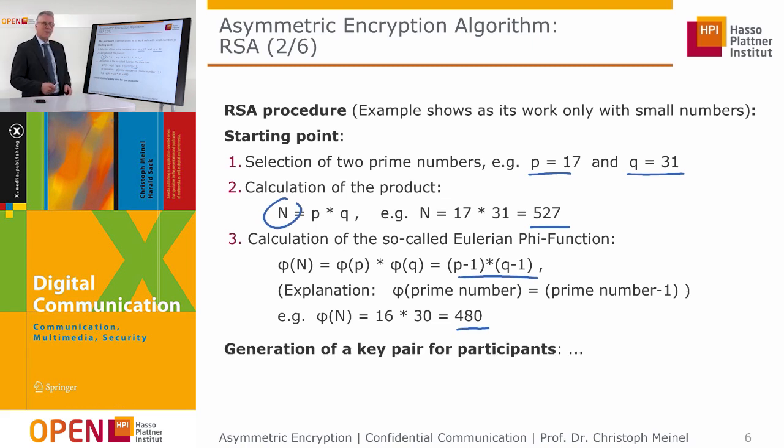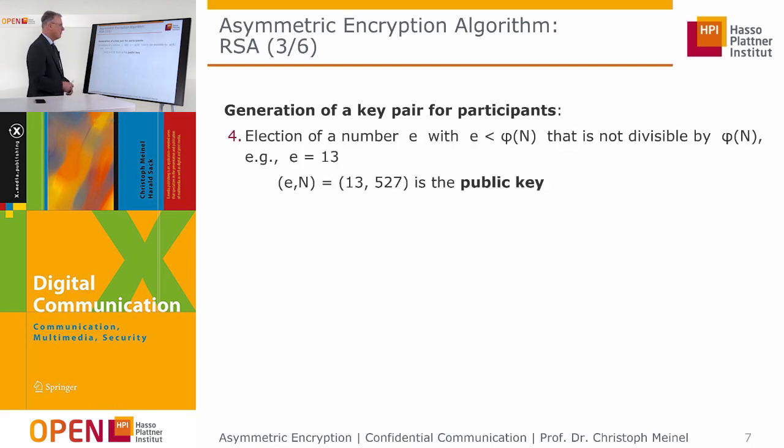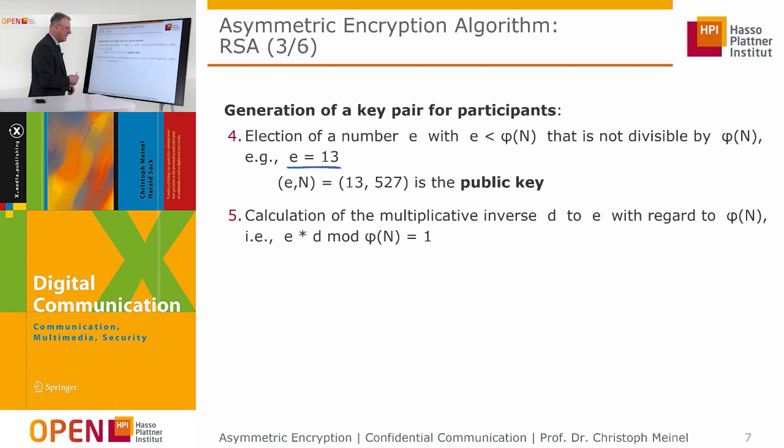And then we can generate the key pair for the two participants in our communication. To this end, we select a number e, which is smaller than the Eulerian phi of n function, and which is not divisible by it. So for example, we can choose e equal to 13. It is smaller than 48, and it is not divisible. And then the pair 13 and our product 527 is the public key.